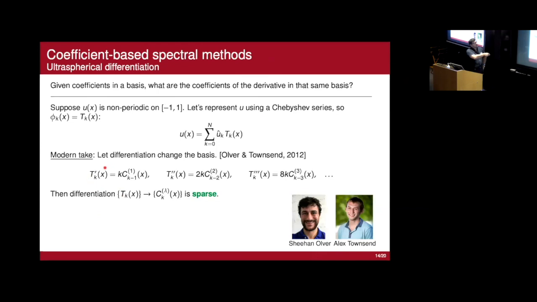And so this is nice because if I take the derivative of the kth one, I get back the k minus first one times a prefactor. If I take two derivatives, I get back the k minus second one times a prefactor. And so I no longer have this spreading of a derivative of one thing having to be represented in all things. So the operation of taking a derivative from Chebyshev to this special ultraspherical space is a sparse operation. And this was really pioneered by Olver and Alex Townsend in 2012.